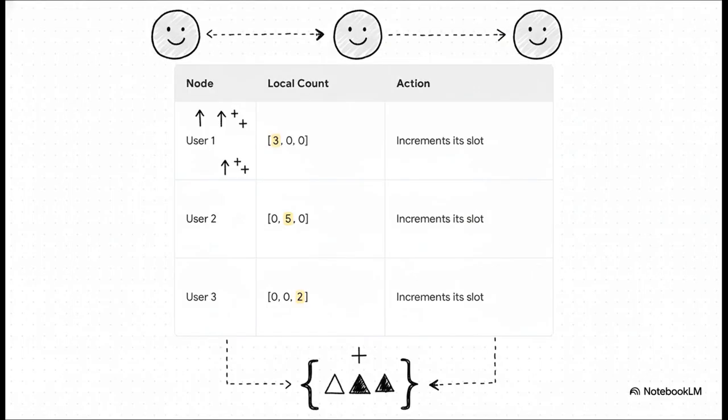Let's check out a super simple example to see this in action. It's called a G-counter, which stands for grow-only counter. So imagine we have 3 people, user 1, user 2, and user 3. Each person gets their own little counter in a list. So user 1 has clicked the like button 3 times. User 2 has clicked it 5 times, and user 3 has clicked it twice. Each one only updates their own slot.